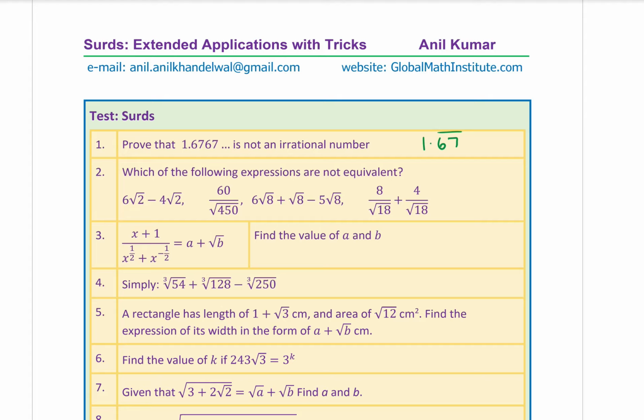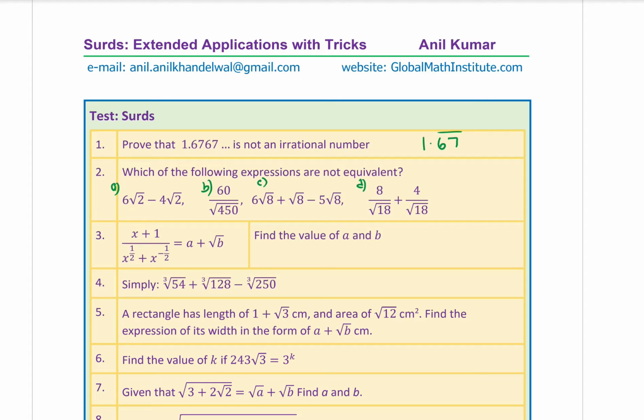So here we have given 4 expressions. You can say expression A, B, C, and D. So which one of these are not equivalent? 3 is x plus 1 over x to the power of half plus x to the power minus half can be written as a plus square root b. Find the value of a and b. 4. Simplify cube root of 54 plus cube root of 128 minus cube root of 250.